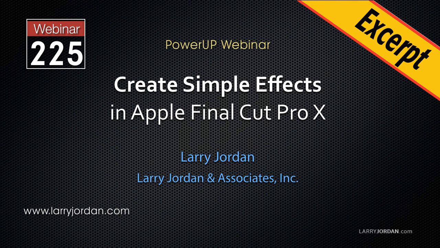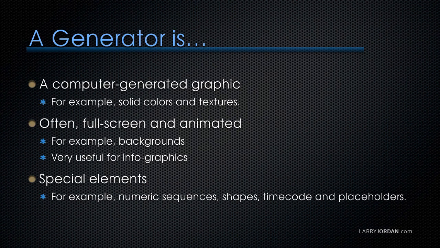In this excerpt, I'll show you how to create generator effects in Final Cut. A generator is a computer-generated graphic, for example, solid colors or textures. It's often full screen and often animated, for example, everything in the backgrounds category, which makes generators very useful for infographics. There's also special elements, for example, numeric sequences, shapes, timecode, and placeholders.